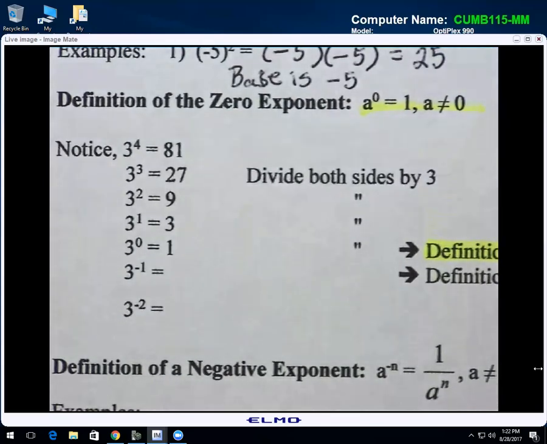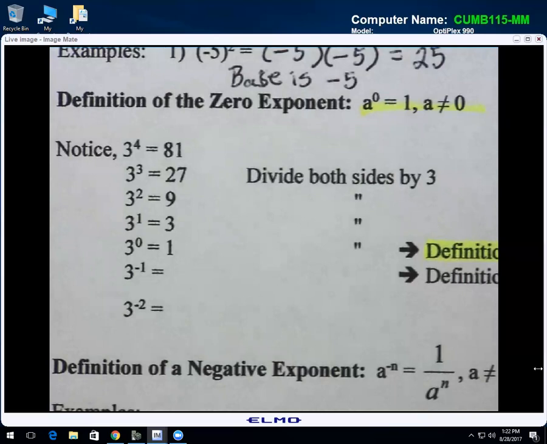Seems like it ought to be 0. Anything to the 0 seems like it ought to be 0. But when I kept repeating this pattern of dividing both sides by 3, I didn't end up with 0 right there. 3 divided by 3 is 1. And that's why anything to the 0 is 1.